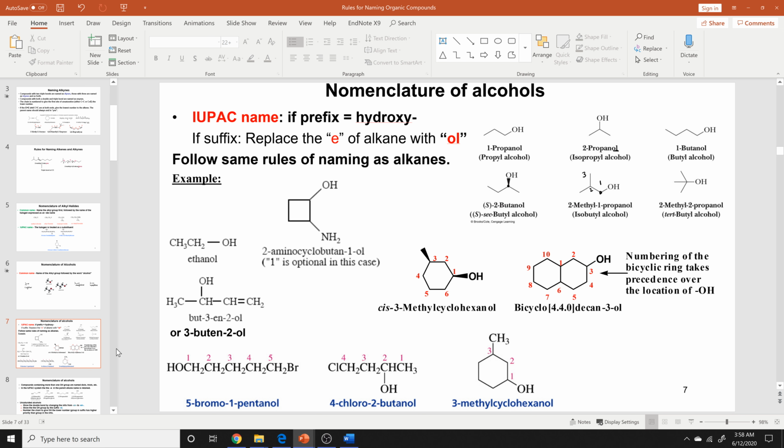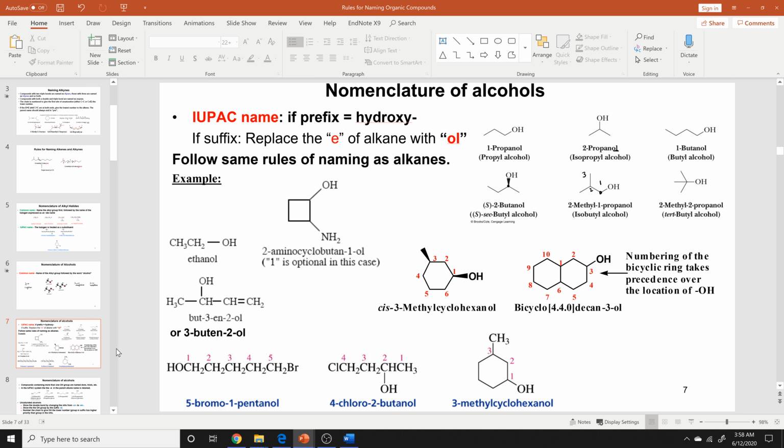Now, if you have stereochemistry, you need to specify it by cis and trans. If the groups are on the same side, then it's cis. If the two groups are on opposite sides, then it is going to be trans. Ending is going to be in OL.